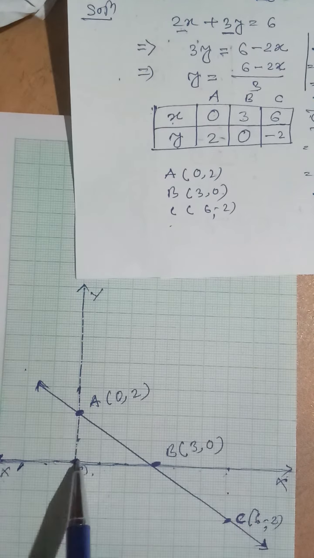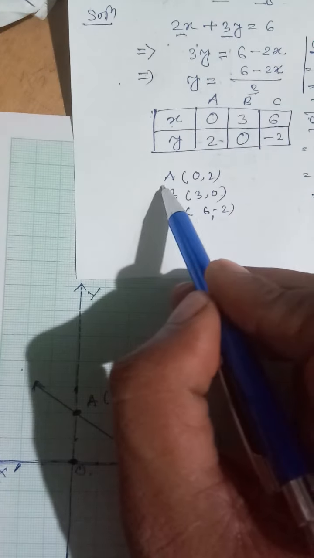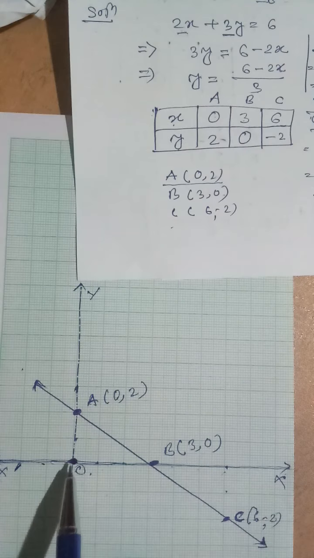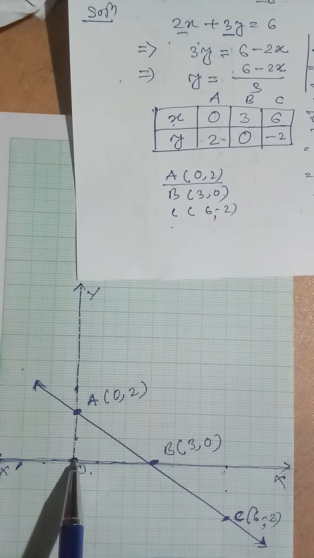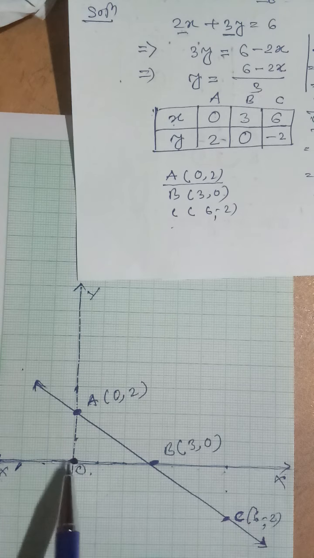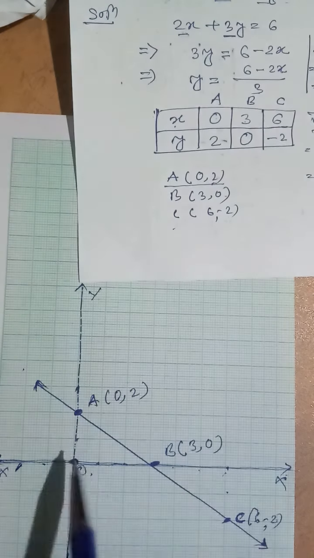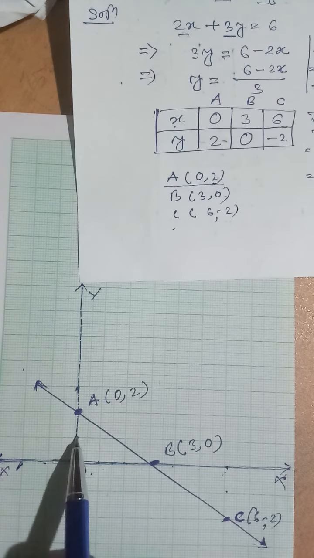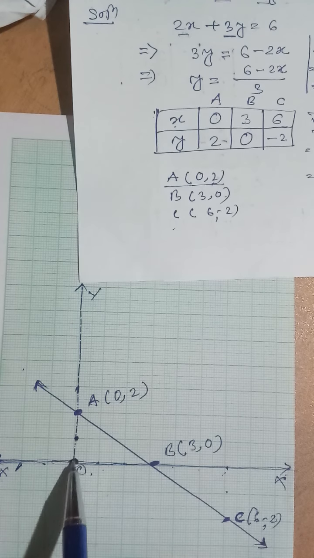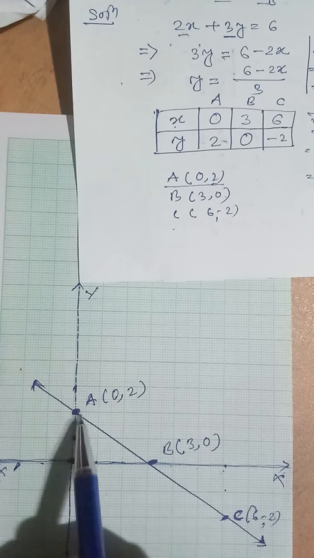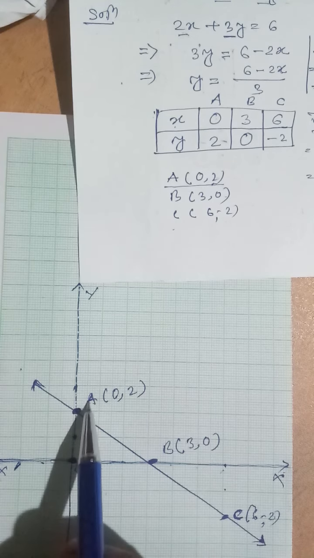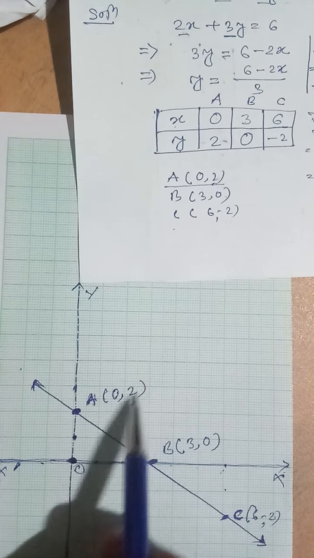Here the first point is A (0, 2), so we shall start from the origin. The value of x is 0, so there will be no displacement along the x-axis. The ordinate is given as 2, so we have to rise up along the y direction 2 steps, 1, 2, so the coordinates of this point A are (0, 2).